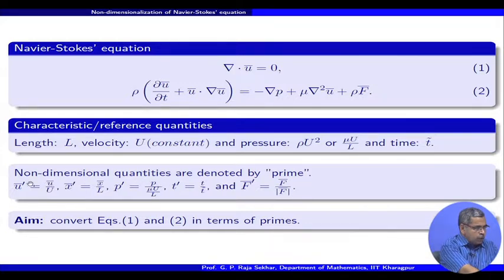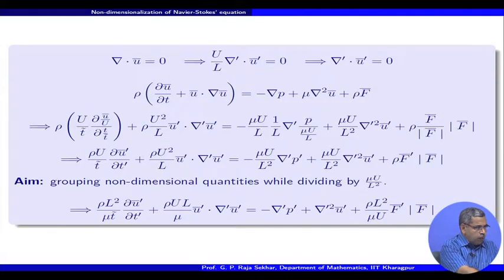Once we define such non-dimensional quantities, what is our aim? Our aim is to convert these two equations in terms of these prime variables, which are non-dimensional. So how do we do it? We have to play with the equation. Please pay attention. Those who are comfortable with vector notation can follow, but I will explain in component form as well. So consider the equation of continuity.